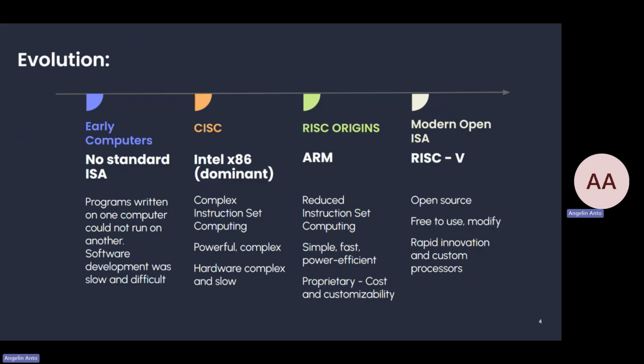Now, when we look at CISC, initially we had Intel x86, which was the most dominant ISA.